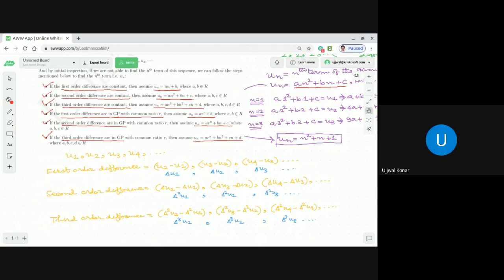If the first order difference is not in GP, but the second order difference is in GP with common ratio R, then assume the nth term is equal to a r power n plus bn plus c, where a, b, c are real constants. Now, if the second order differences are neither constant nor in GP, then you find the third order difference. If the third order differences are in GP, then the nth term is a r power n plus b n square plus c n plus d.